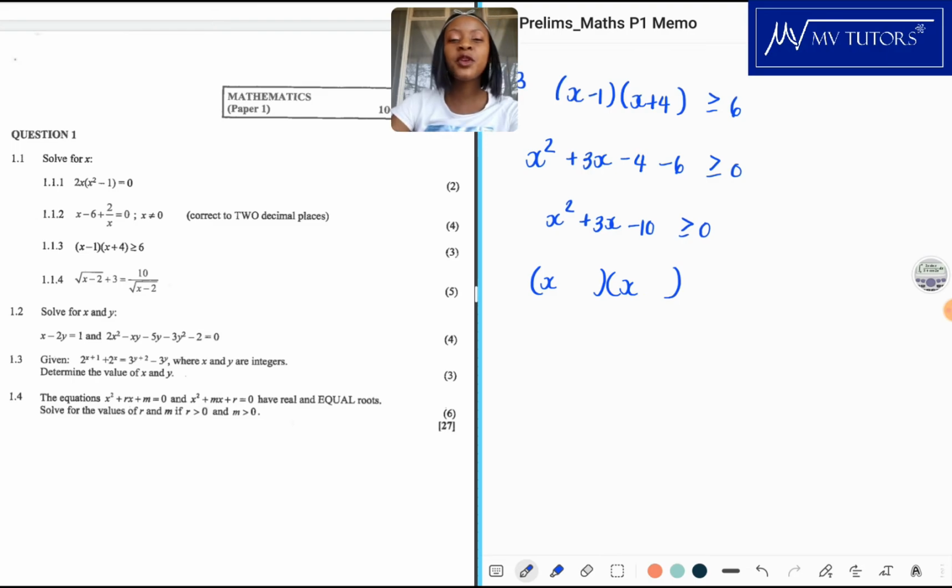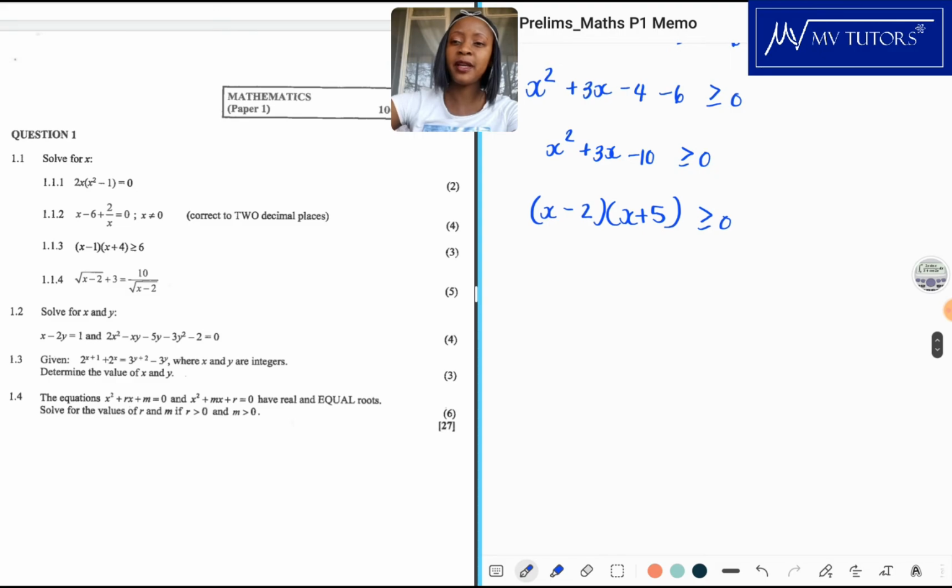For those of you who are not so good with using factors, you can always use the quadratic formula. Rather be comfortable and sure than unsure and getting the wrong answer. So plus 5 minus 2 will give you plus 3. All of that is bigger and equal to 0. So I have my two x-intercepts, right? The intercepts will be 2 and minus 5.